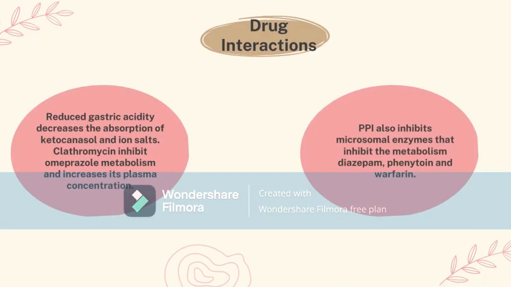Drug interactions. Reduced gastric acidity decreases the absorption of ketoconazole and iron salts. Clarithromycin inhibits omeprazole metabolism and increases its plasma concentration. PPIs also inhibit microsomal enzymes, which inhibits the metabolism of diazepam, phenytoin, and warfarin.